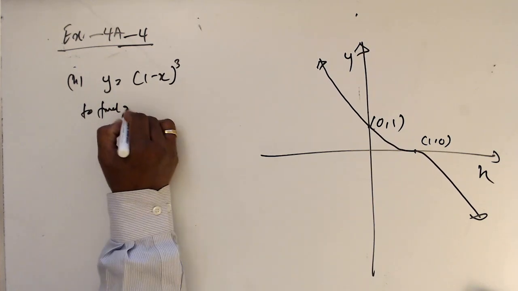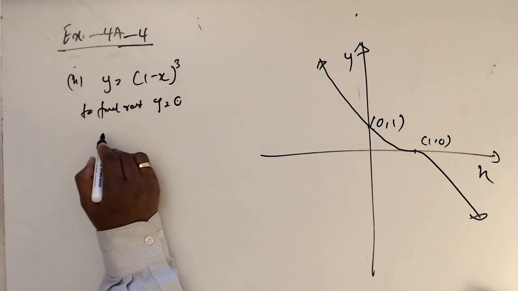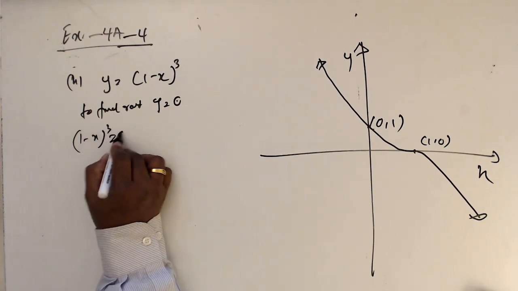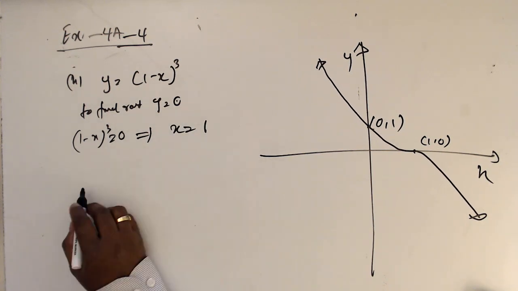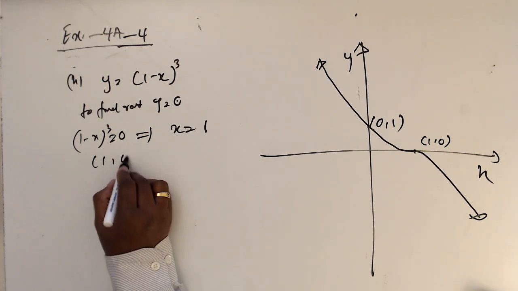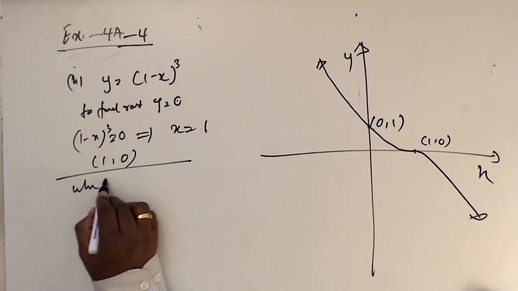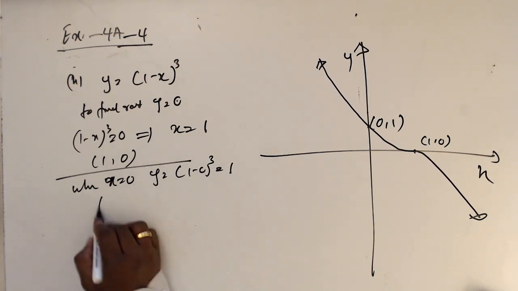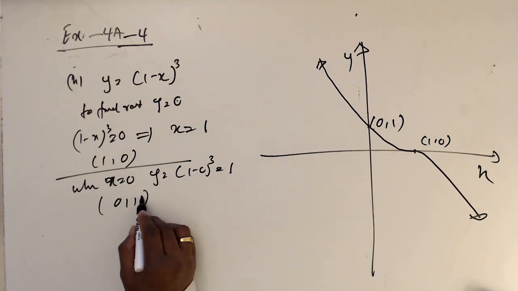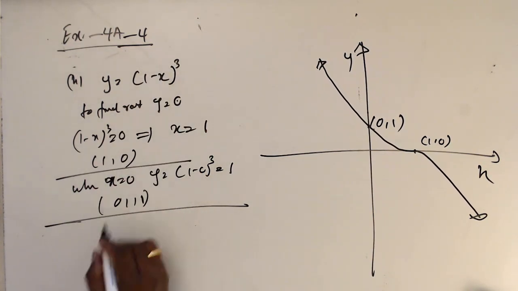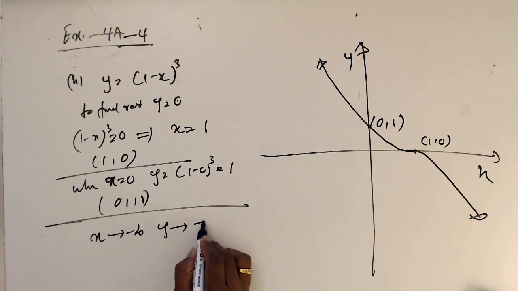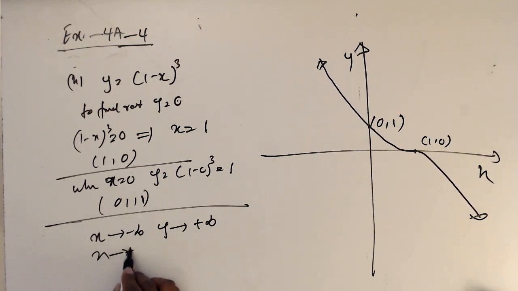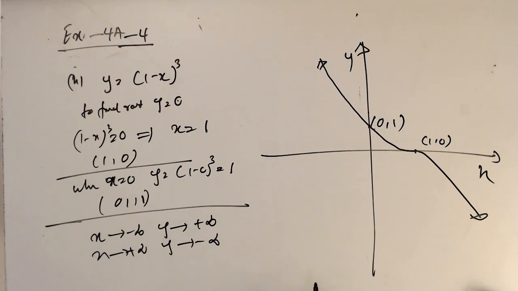To find roots, we make y equals 0, then 1 minus x cubed equals 0, implying x equals 1. So 1, 0 is a root. When x equals 0, y equals 1 minus 0 cubed, which is 1. So 0, 1 we also found out. And since the coefficient value is negative, as x goes to minus, y goes to the opposite, positive. As x goes to plus, y goes to negative, opposite. This is the curve.